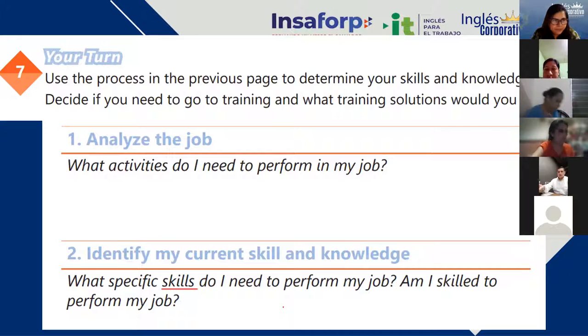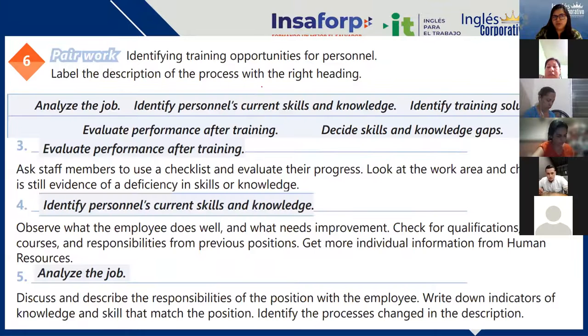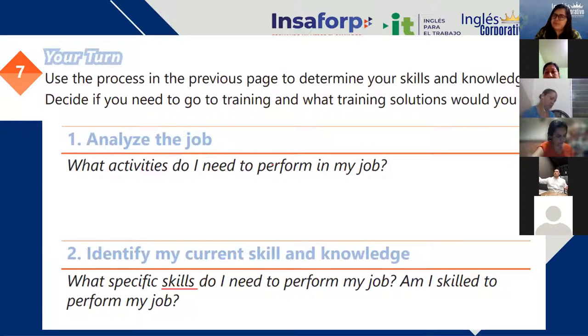What you're going to do is analyze this about you. Use the process. We were talking about the process of identifying training opportunities. Use that information from the previous page to determine your skills and knowledge at work. Decide if you need to go to training and what training solutions you would prepare. And for that, you have questions. What page is it? Page 35. You have some questions that you will be answering about your job.